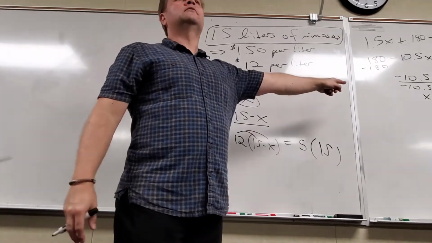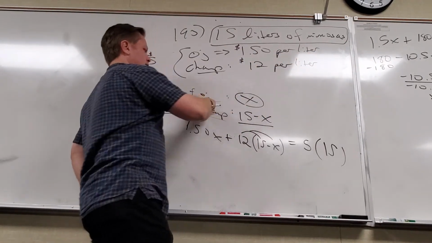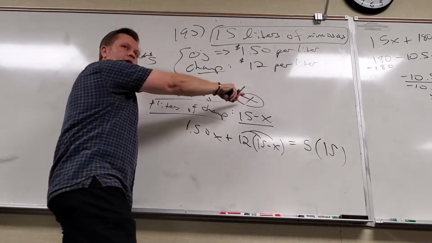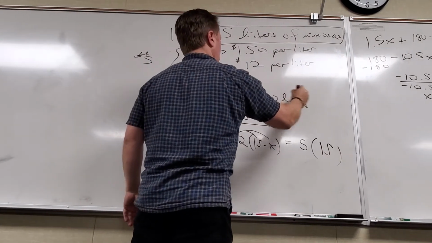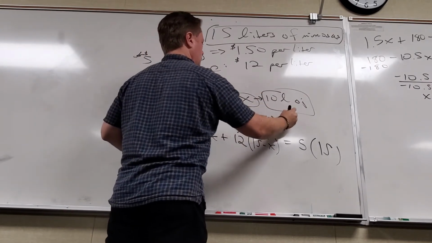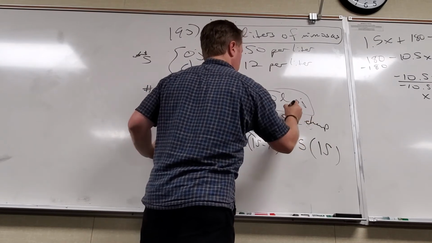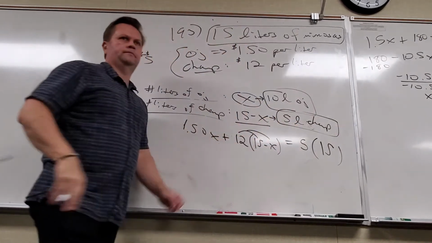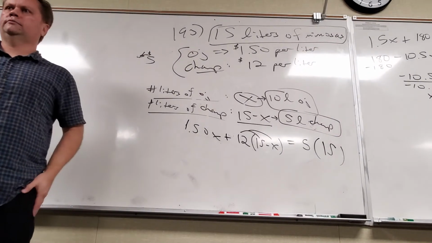So what's that mean? Yeah, 10 liters of OJ, because I did this for myself so I know what's going on. So I got 10 liters of OJ. So how many liters of champagne? 5 liters of champagne. Heavy on the OJ there, but that's all right.